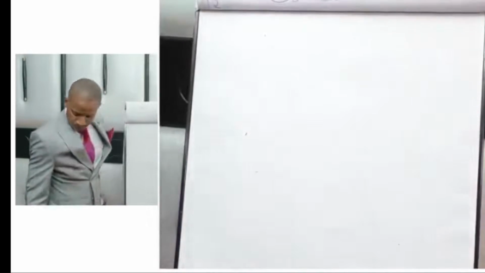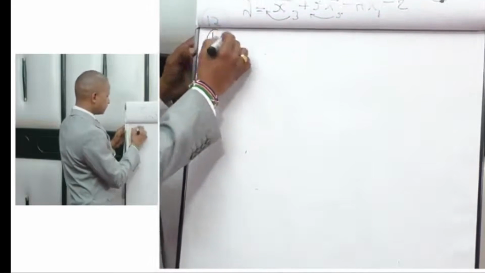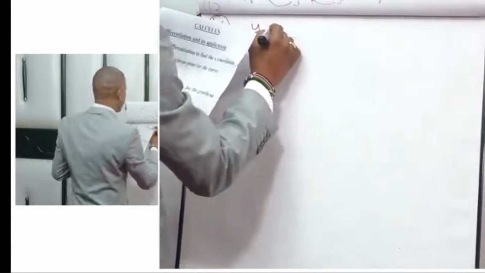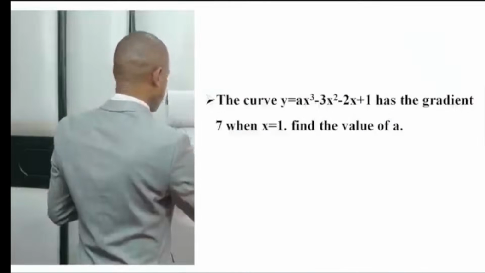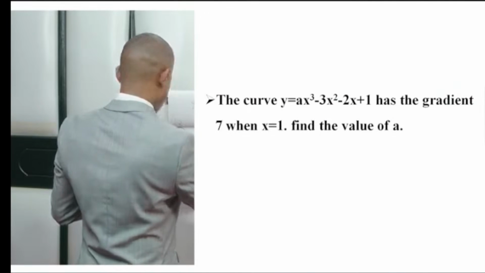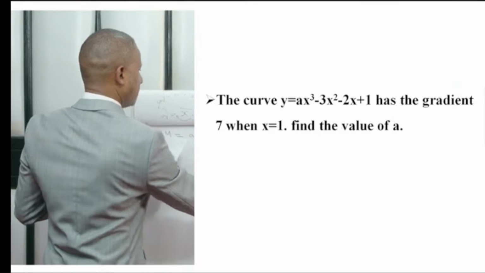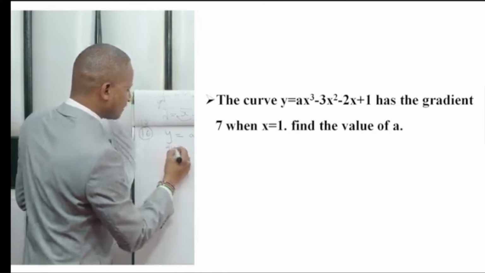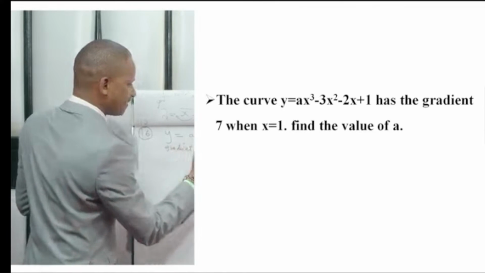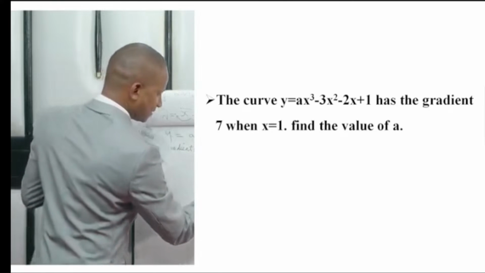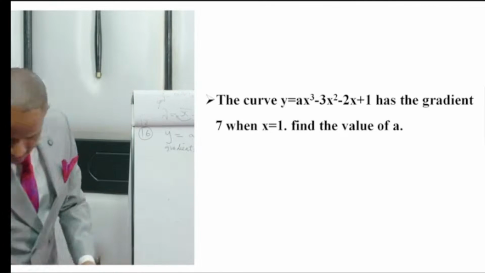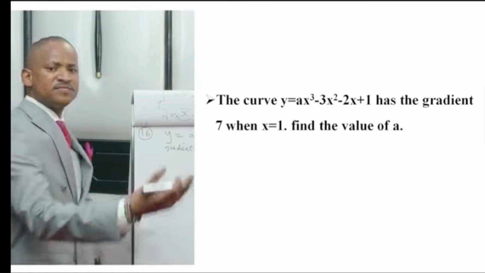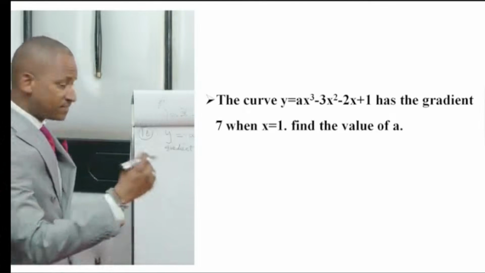Almost finishing. Question 16, 2 more. You are told the curve y equals ax cubed minus 3x squared minus 2x plus 1. The gradient of this curve is 7 when x equals 1. Find the value of a. The gradient function is 7. What gives you the gradient? Differentiation. What gives you gradient is differentiation.